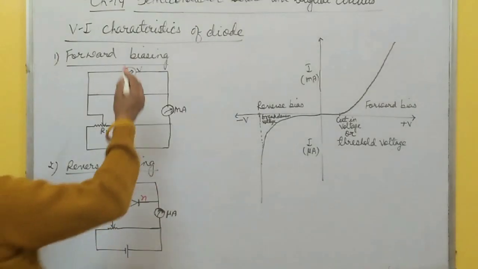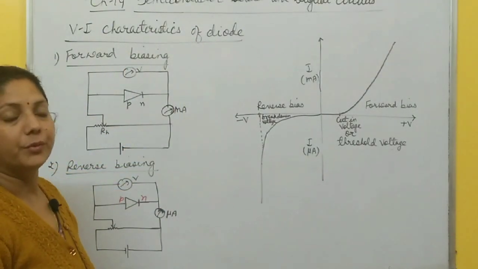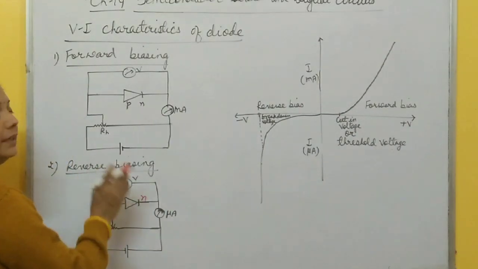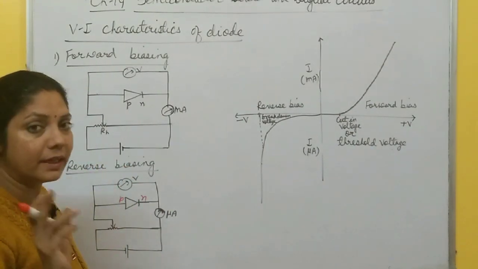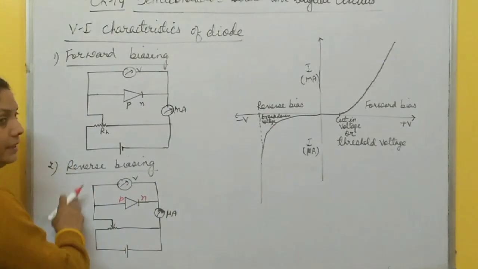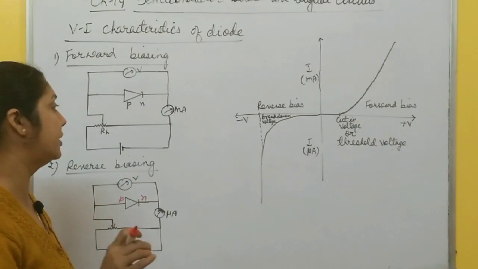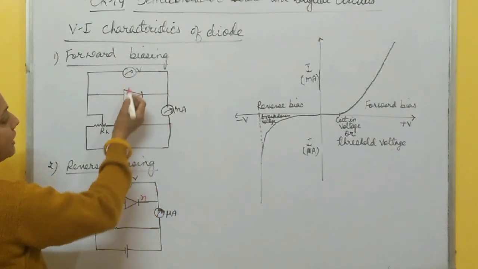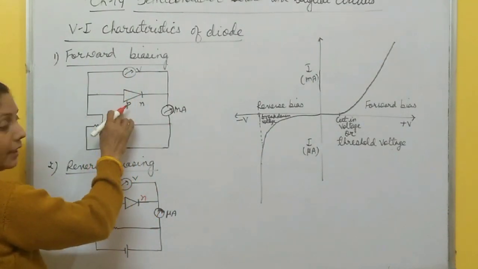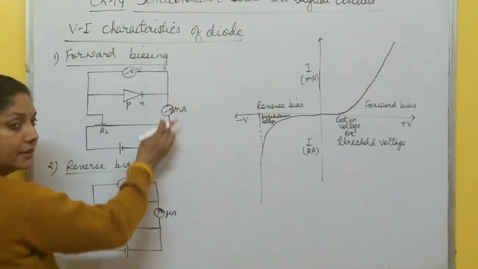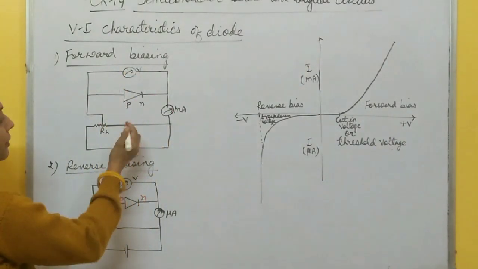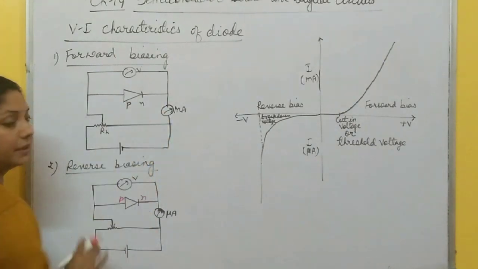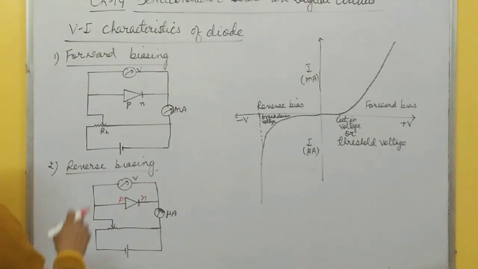Now, VI characteristics of diode. You know forward biasing, you know reverse biasing, and current only flows in forward biasing, not in reverse biasing. In reverse biasing, only a small amount of current flows. So to draw the VI characteristics, one voltmeter is connected in parallel with the diode and an ammeter is connected in series with the diode. In case of forward biasing, the positive terminal is connected to the P side and the negative terminal is connected to the N side, right?